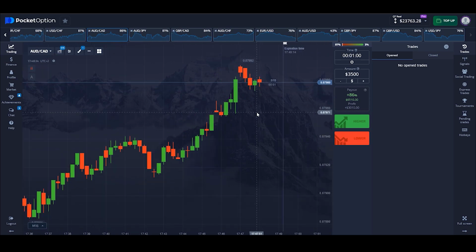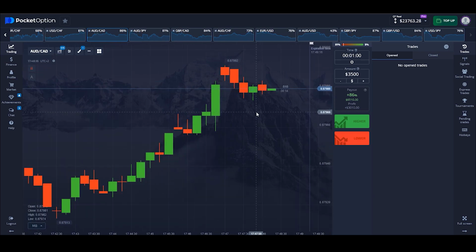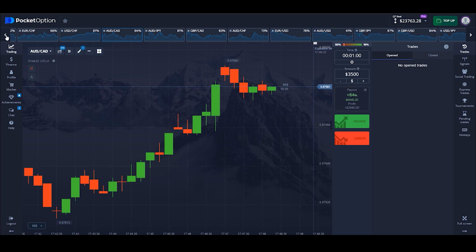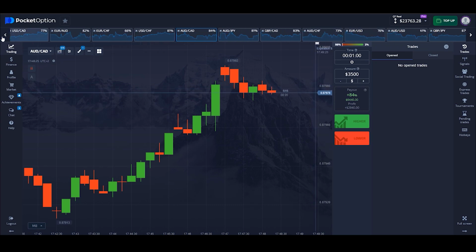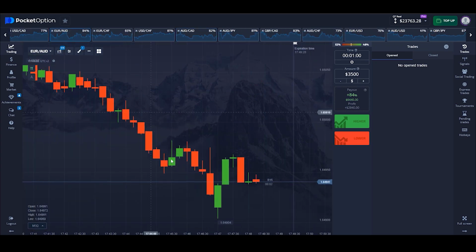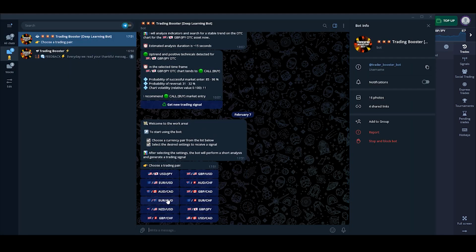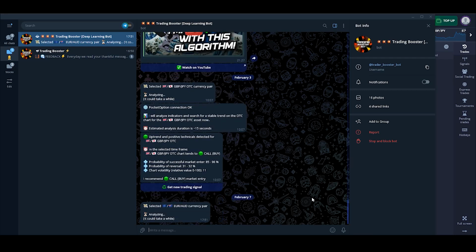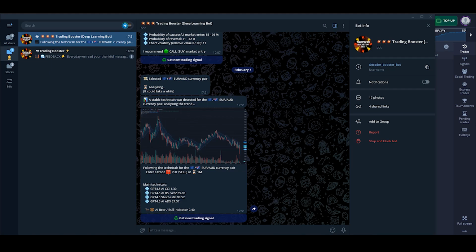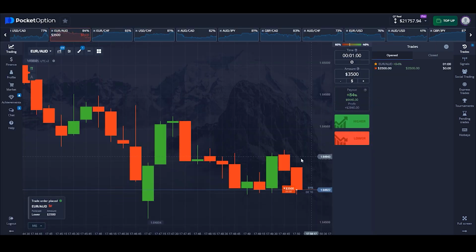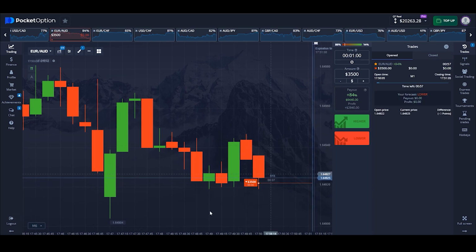So if you have one of 10 deals closed in the minus, no big deal, just cover it with a larger deposit and calmly work off your minus. Euro Australian dollar, I get a new signal, choose EUR AUD, expiry 1 minute, and get a sell signal again. Right here, I open a down trade for $3,500.